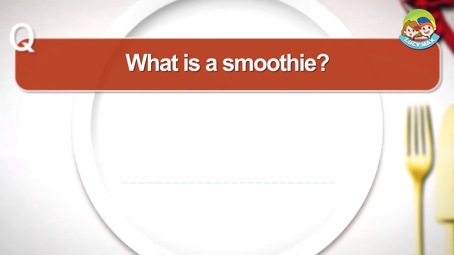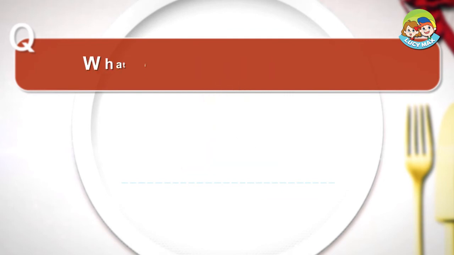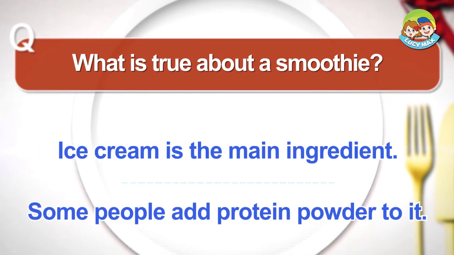What is a smoothie? Drink. Yogurt. What is true about a smoothie? Ice cream is the main ingredient. Some people add protein powder to it.